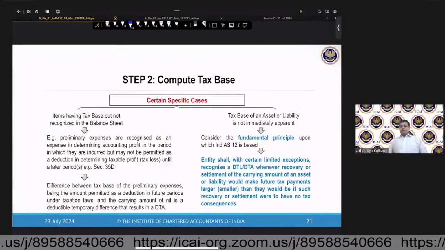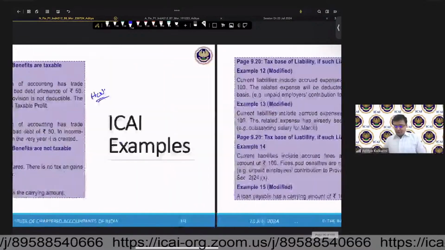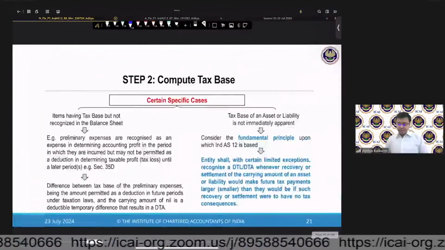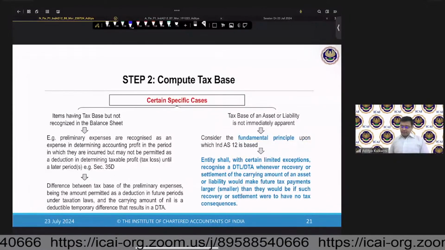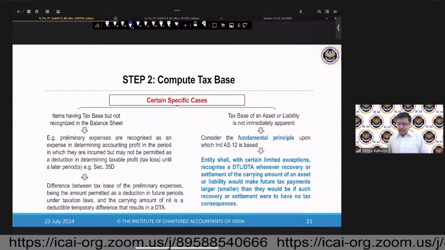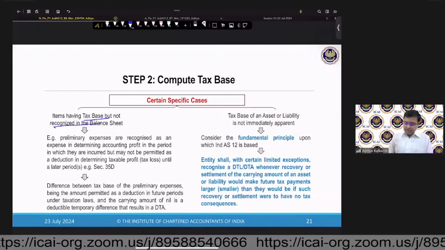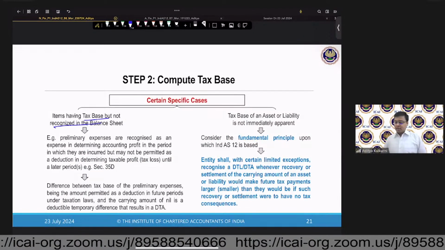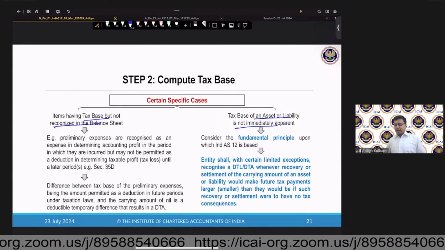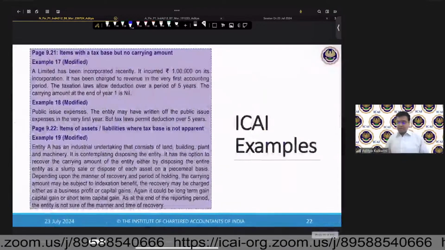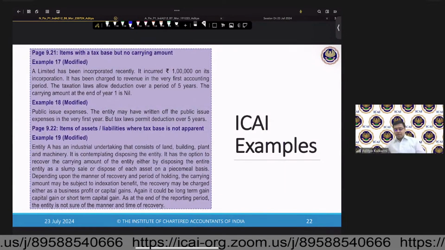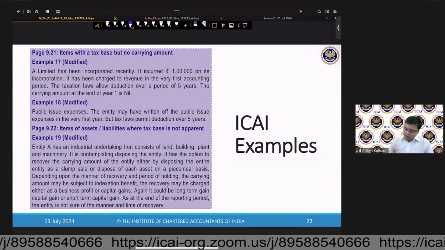All right. Calculation of tax base. Computation of tax base. In certain specific cases where items have a tax base but are not recognized in the balance sheet, the tax base of an asset or liability is not immediately apparent. So that is what you are going to do. Go through this.